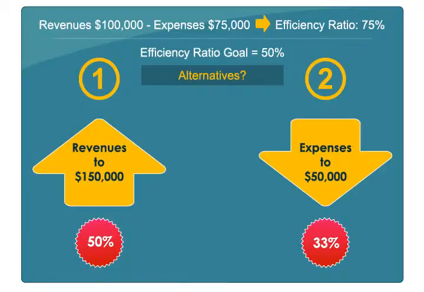Well, the two alternatives are to try and do something on the revenue side of this equation or on the expenses side. If you're going to do it on the revenue side of the equation, that means increasing revenues from $100,000 to $150,000. That's a 50% increase in revenues. Very tough to achieve. The alternative is to look at it on the expenses side of the equation, and what would be required here is cutting expenses from $75,000 to $50,000, a 33% drop in expenses.